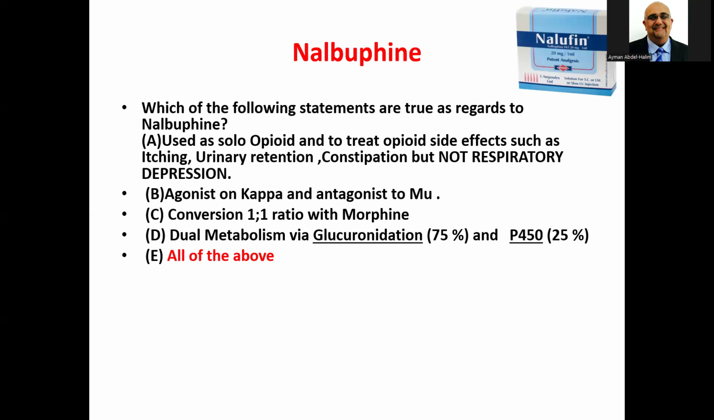It's an agonist on kappa, antagonist on mu. Yes, it's an agonist antagonist. Conversion is 1-to-1 ratio with morphine. Dual metabolism via glucuronidation 75% and P450 25%. All of the above statements are correct about nalbuphine.